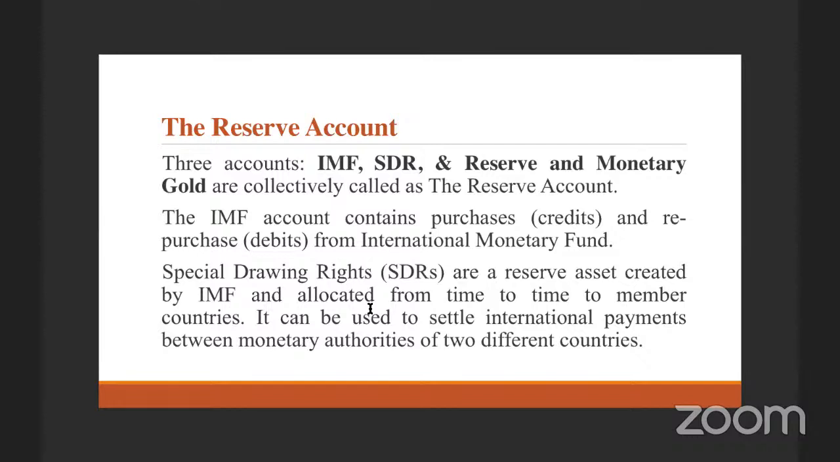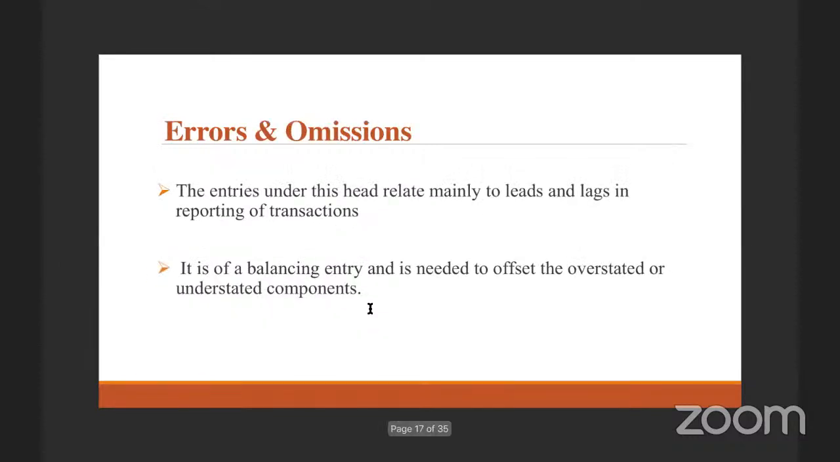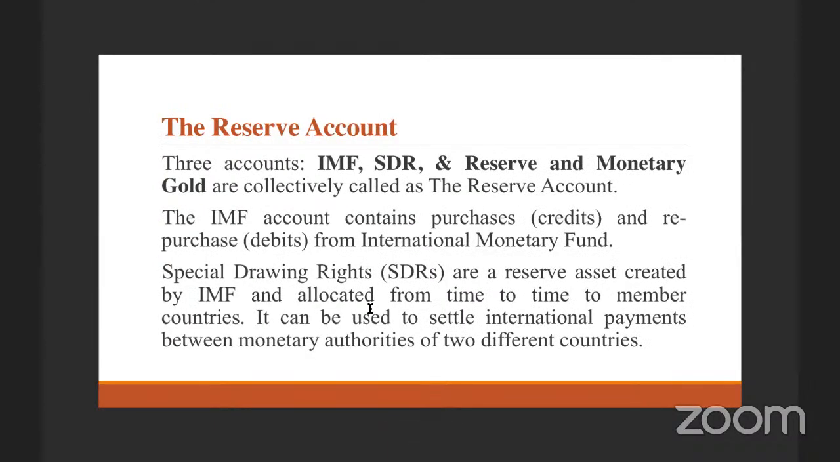The difference between the payments is that you have subscribed and you have also withdrawn. The difference can be positive or negative. Positive: if you have drawn less than what you have contributed. If you have drawn more than what you have contributed, that's negative. Then lastly, the errors and omissions. All these things are part of the reserve account, right?